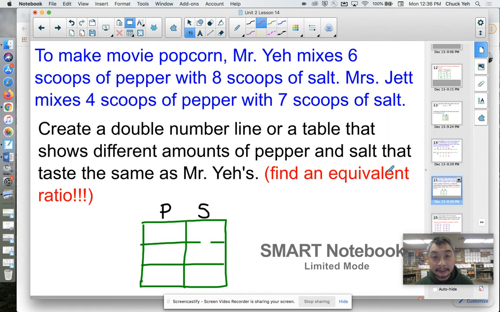To make movie popcorn, Mr. Yeah mixes 6 scoops with 8 scoops. Mrs. Jet mixes 4 scoops of pepper with 7 scoops. Create a double number line or table that shows different amounts of pepper and salt. Find an equivalent ratio, basically.